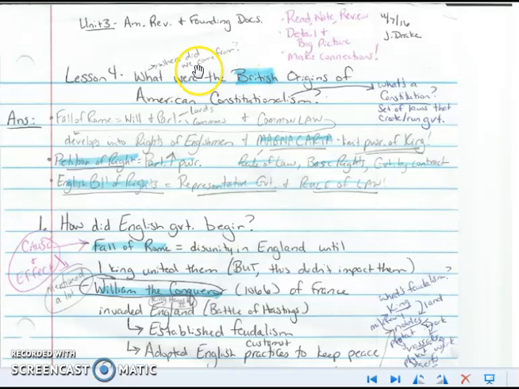So what I did here is I put the question, I kind of rephrased it in my own words, and I put, where did we come from? I mean, that's the whole point of looking at Lesson 4. Why Lesson 4 in the context of Unit 3, the American Revolution and Founding Documents? I want you to start thinking about why you're learning what you're learning. And so we're looking at where we're coming from in terms of America. And of course, where we're coming from is from Great Britain.